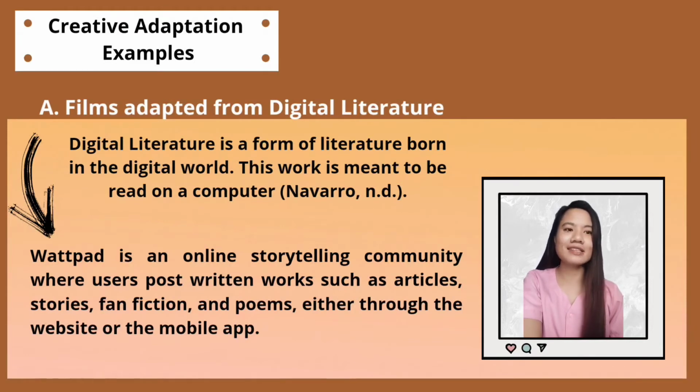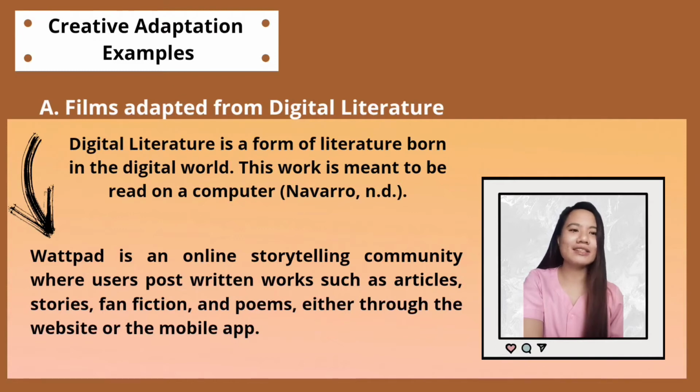Digital literature is a form of literature born in the digital world, meaning the text was created on a laptop, for example, and uploaded to a blog or web page for online reading. This type of literature is not meant to be printed out because it may include several types of media such as images, sounds, videos, and hyperlinks. This work is not meant to be read on a computer. One of the best examples of digital literature is Wattpad. Have you heard about it?